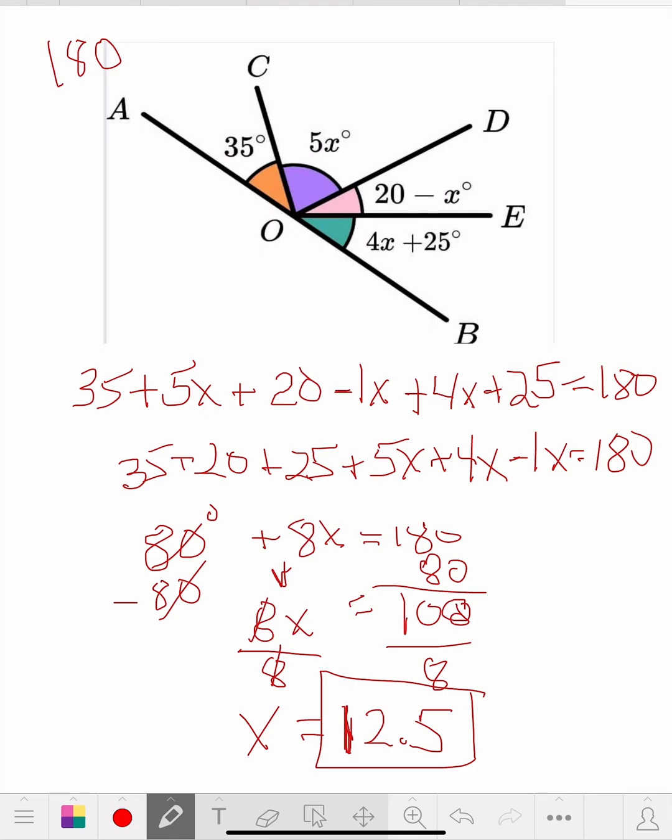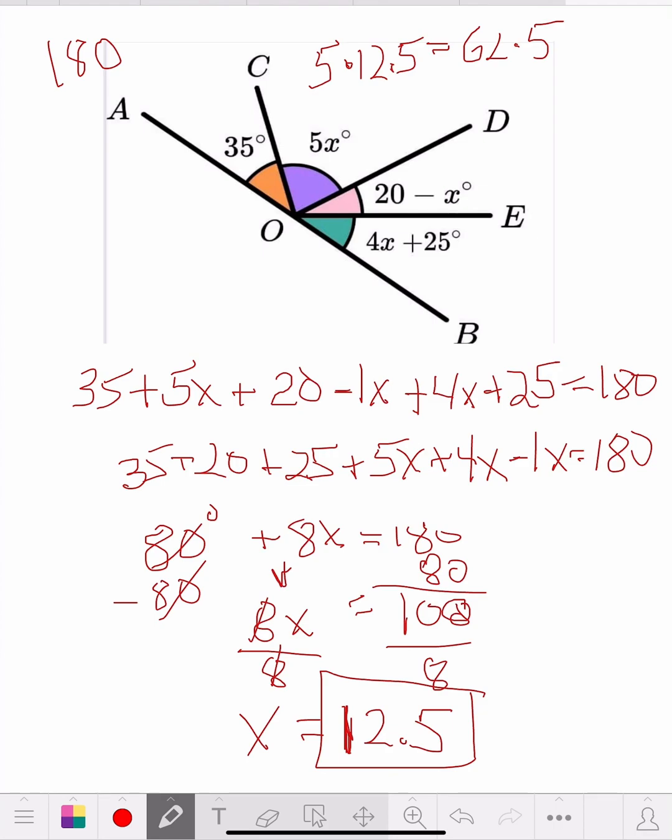Now we can go back and plug in the 12.5. They asked to solve for x, but if they said, we want the degrees in each one of these, you could go back and plug this in. You could go 5x, 5 times 12.5. Get the calculator again: 12.5 times 5 equals 62.5. We could go back to each one of these and do the same thing, if that's what they asked for.